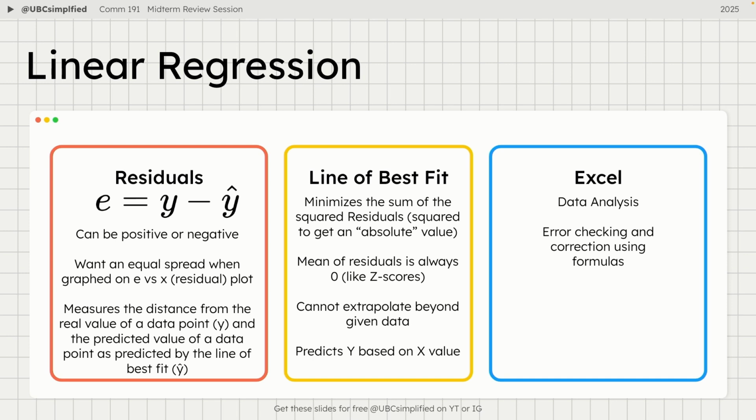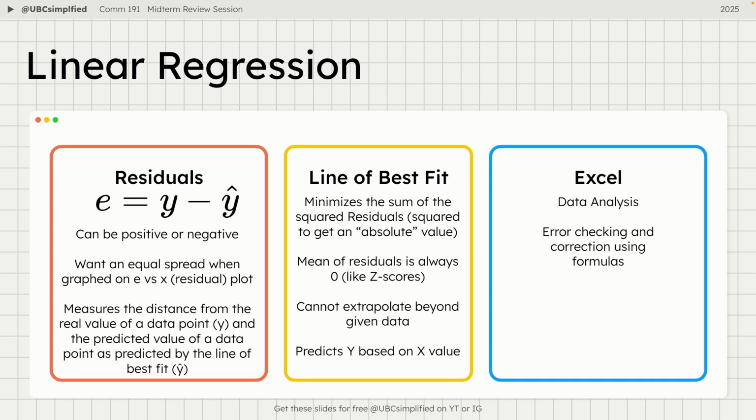An important thing to keep in mind is that we can't extrapolate further than the data that we're given. Even if the line could continue, you can continue the slope, it doesn't mean that you can predict those y values because it's out of the scope and out of the range of the data that you are given. What this line of best fit does is it predicts y based on an x value. So you go to an x value and then it predicts what y should be there.